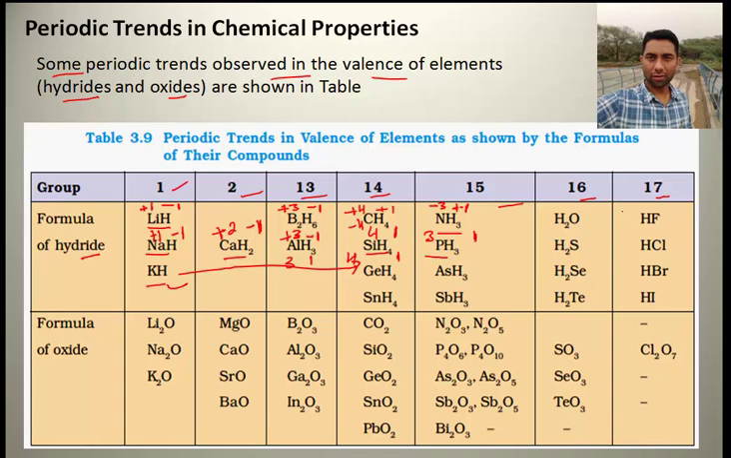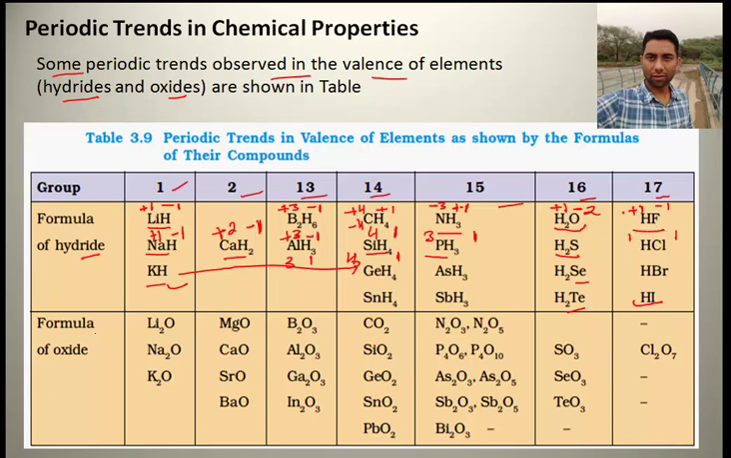Then for group 16 elements, oxygen is there. Oxygen will have -2, hydrogen will have +1, because oxygen is more electronegative. Then for H2S the same trend is there, H2Se and H2Te. Then for group 17 it will be +1 for hydrogen oxidation state, and -1 for fluorine. Valence will be 1 and 1 for both the species. So this was about hydrides.